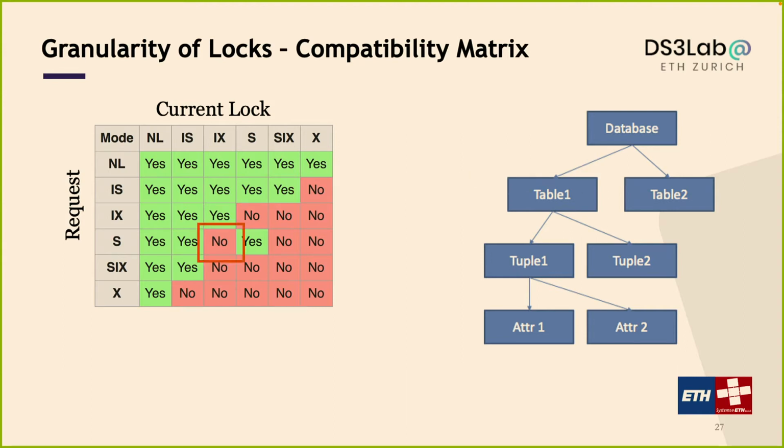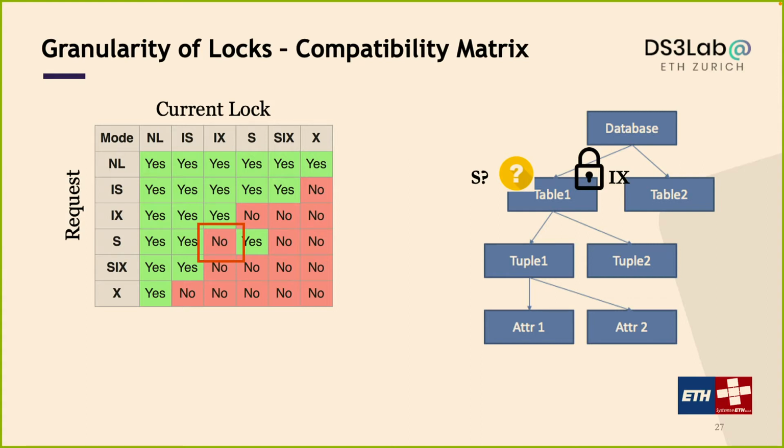So what if, for this case, there's some transaction holding intention exclusive, and some other transaction says, okay, I want a shared lock on this. Who thinks we should give the lock to that transaction? Who thinks we shouldn't? Who doesn't know?